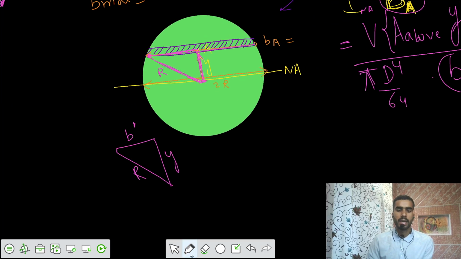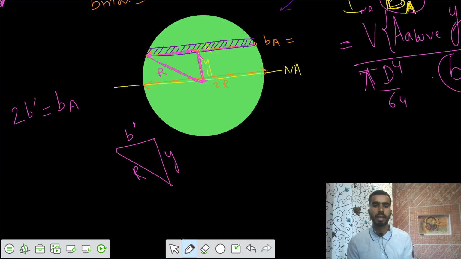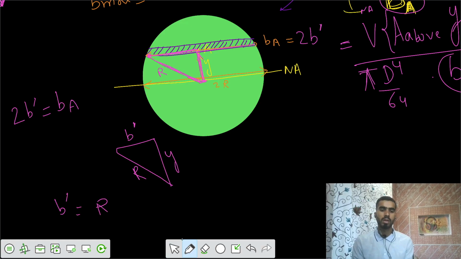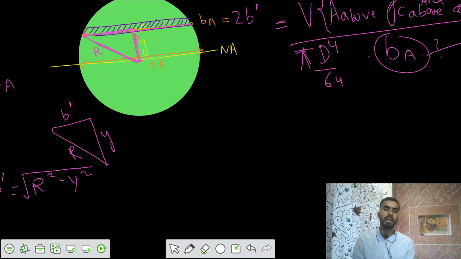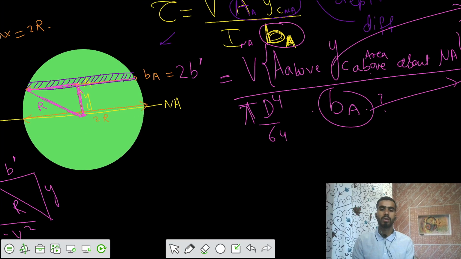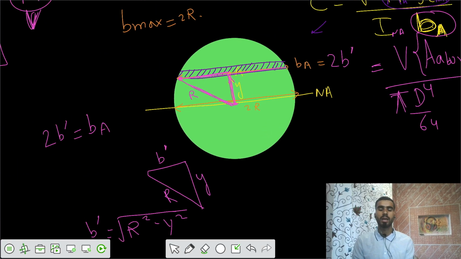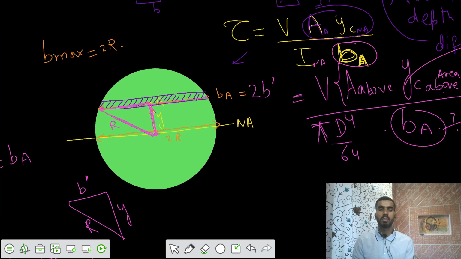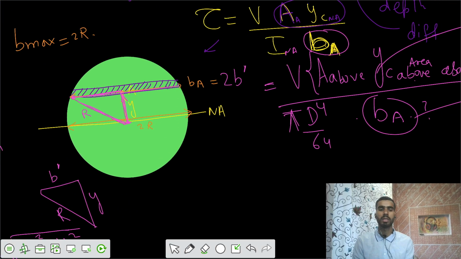If I get b dash, then multiplying it twice gives the width at A. So the width at A equals 2 times b dash, where b dash equals the square root of R square minus Y square. So we got the width, and now I want to find the area of that differential element. What is the area of that differential element?